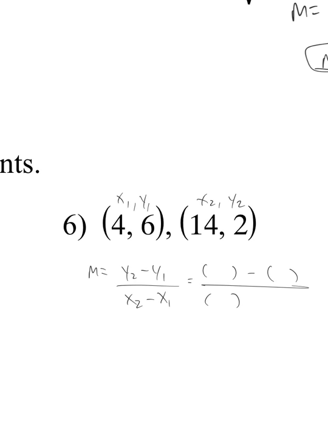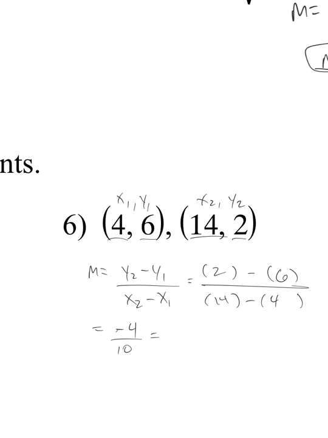So we're going to substitute 4 times. Maybe I didn't make as big a deal of that on the last problem as I should have. We need to be using parentheses. So y2 is 2, y1 is 6. So 2 minus 6 on top, over x2 14 minus x1 4. If we simplify this, 2 minus 6 is negative 4 on top, over 14 minus 4, which is positive 10.